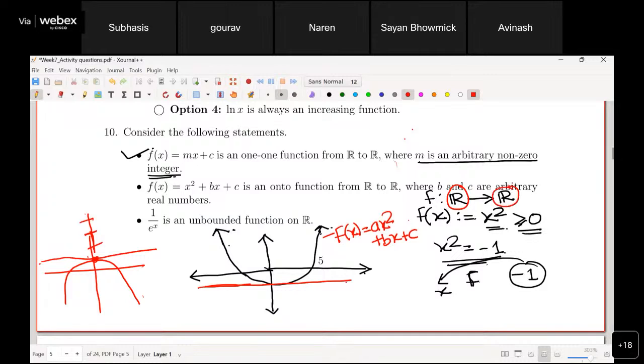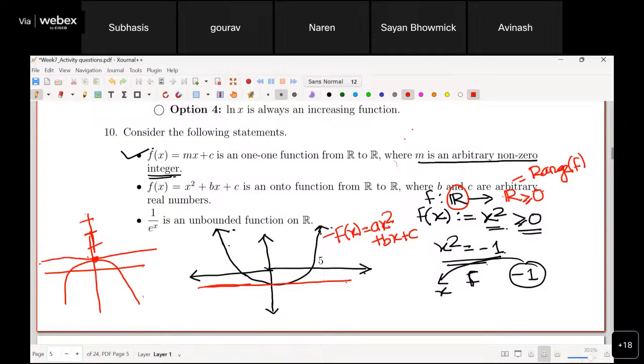To make this function surjective, instead of taking whole R, I have to take the range of this function. Correct. So instead of taking R, I take the codomain to be R2, the positive real numbers.